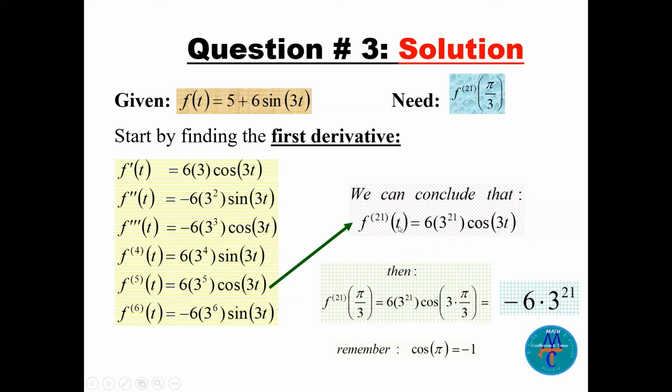So I have to replace now in this derivative pi over 3 for the t. So it becomes 3 to the power 21 times the 6 at the beginning times cosine of 3t, and t is pi over 3. So I cancel the 3 here. Cosine of pi will be minus 1. So the final answer will be minus 6 times 3 to the power 21.